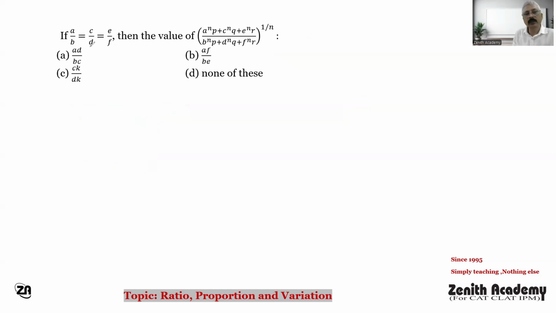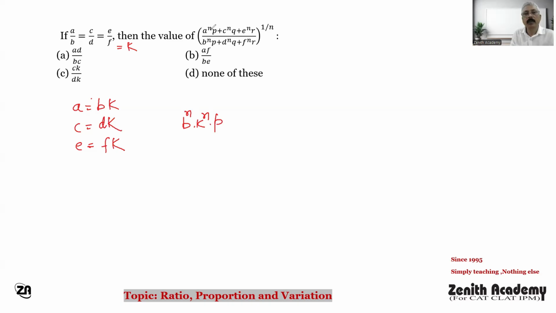Let A upon B is equal to C upon D is equal to E upon F is equal to K. If it is equal to K, then you can take A is equal to BK, and C upon D is K, so C is equal to DK. E upon F is equal to K, so you can take E is equal to FK. Okay. Now put this value here. If I put A is equal to BK, then it becomes B to the power n into K to the power n into P.